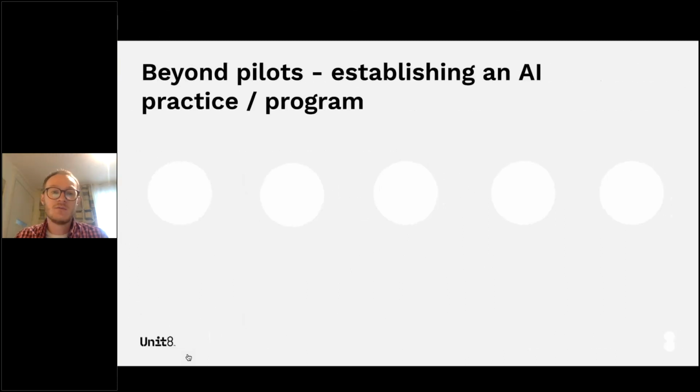And if you're thinking beyond pilots, and establishing a long-term AI practice or AI program, here's a couple of the big things that you need to keep in mind when you try to structure your thinking. First of all, we're still seeing lots of organizational silos and the data sitting in multiple sources, right? So if you really are aiming at a company-wide AI program, you'll need to think about how to break those silos and have the data come together.